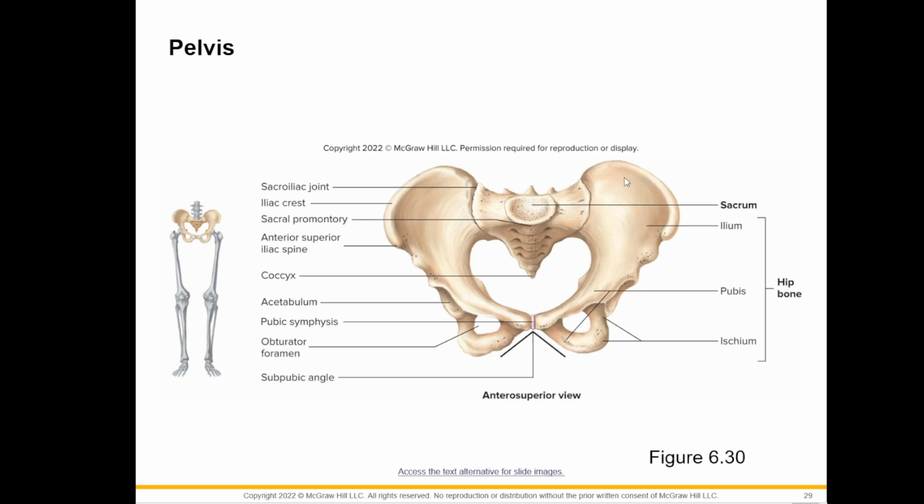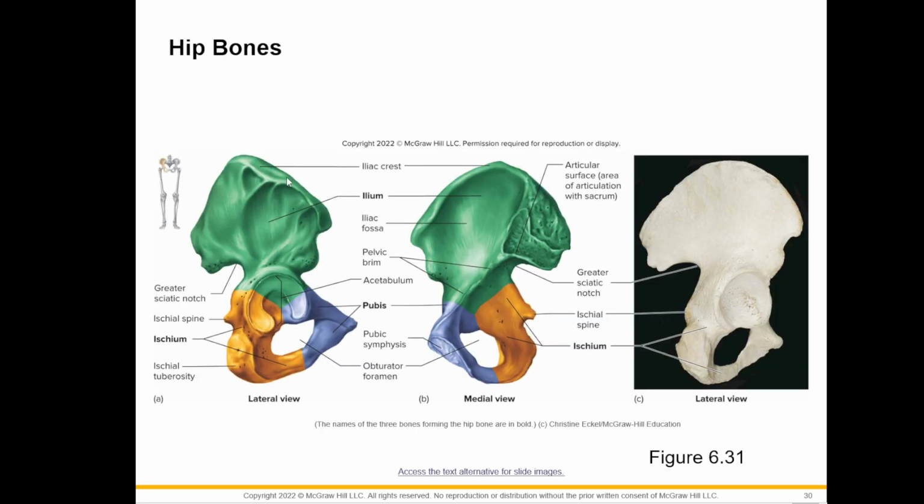So again, here are your hip bones. So nakakonect siya sa sacrum mo. Your ilium, your ischium. Again, ilium is the one in green, ischium is the one in orange, and pubis is the one in blue. One on the left, one on the right.